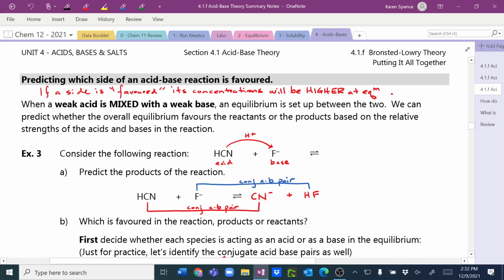Okay, so I'm going to start teaching now. So we are in 4.1F. Thank you for being here, my four lovely students.